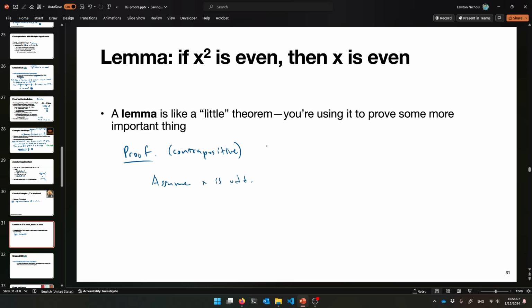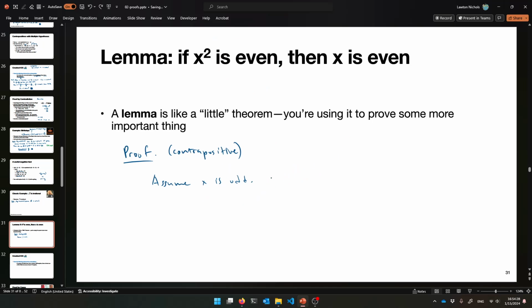And we're trying to show that x squared is odd, right? Negation of the conclusion, or negation of the hypothesis, becomes what we're trying to conclude now in the proof by contrapositive. So assume x is odd, we're trying to show that x squared is odd as well. And apparently this way is easier. So, all right, what do we know if x is odd?